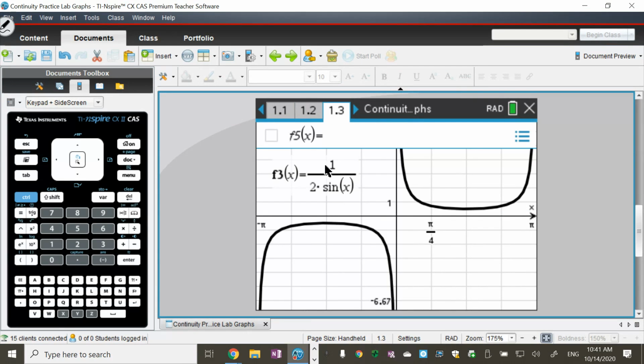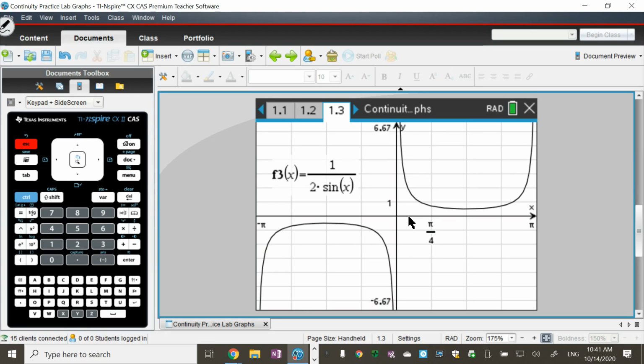So I did graph this. I went from negative pi to pi, and I had it count by pi over 4. So here's pi over 4, pi over 2, 3 pi over 4, and 4 pi over 4. Right here is pi over 4, and negative pi over 4 would be here. As you can see, between negative pi over 4 and pi over 4, there's a hole in the graph. So it's discontinuous in that function.